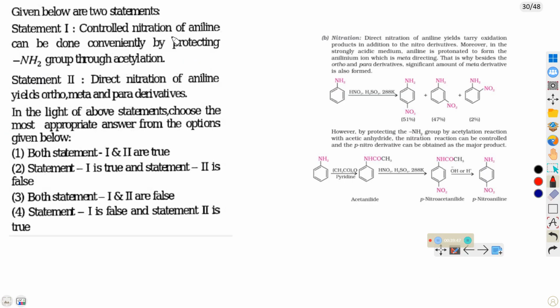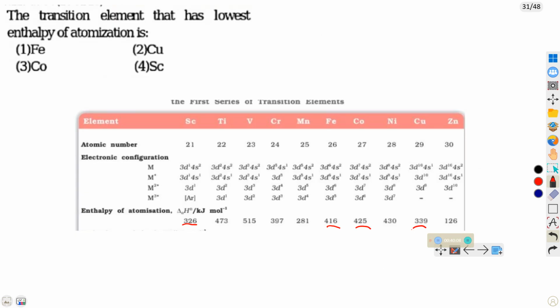Statement 1. Controlled nitration of aniline can be done conveniently by protecting the NH2 group through acetylation. Correct. Statement 2. Direct nitration of aniline yields ortho, meta, para derivatives. Correct. Statement 1 and statement 2 are both true. The transition element that has the lowest enthalpy of atomization according to the given options: scandium, its enthalpy of atomization is low.